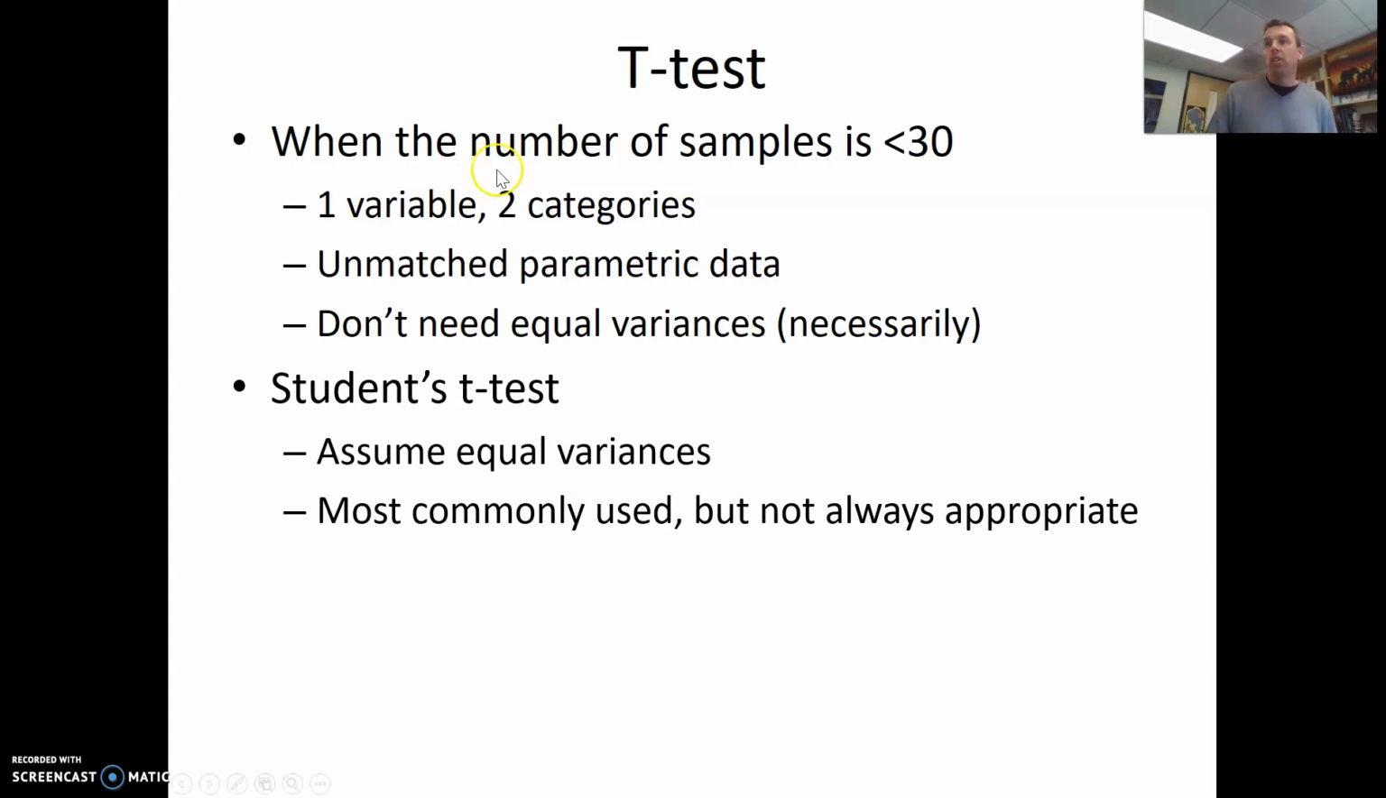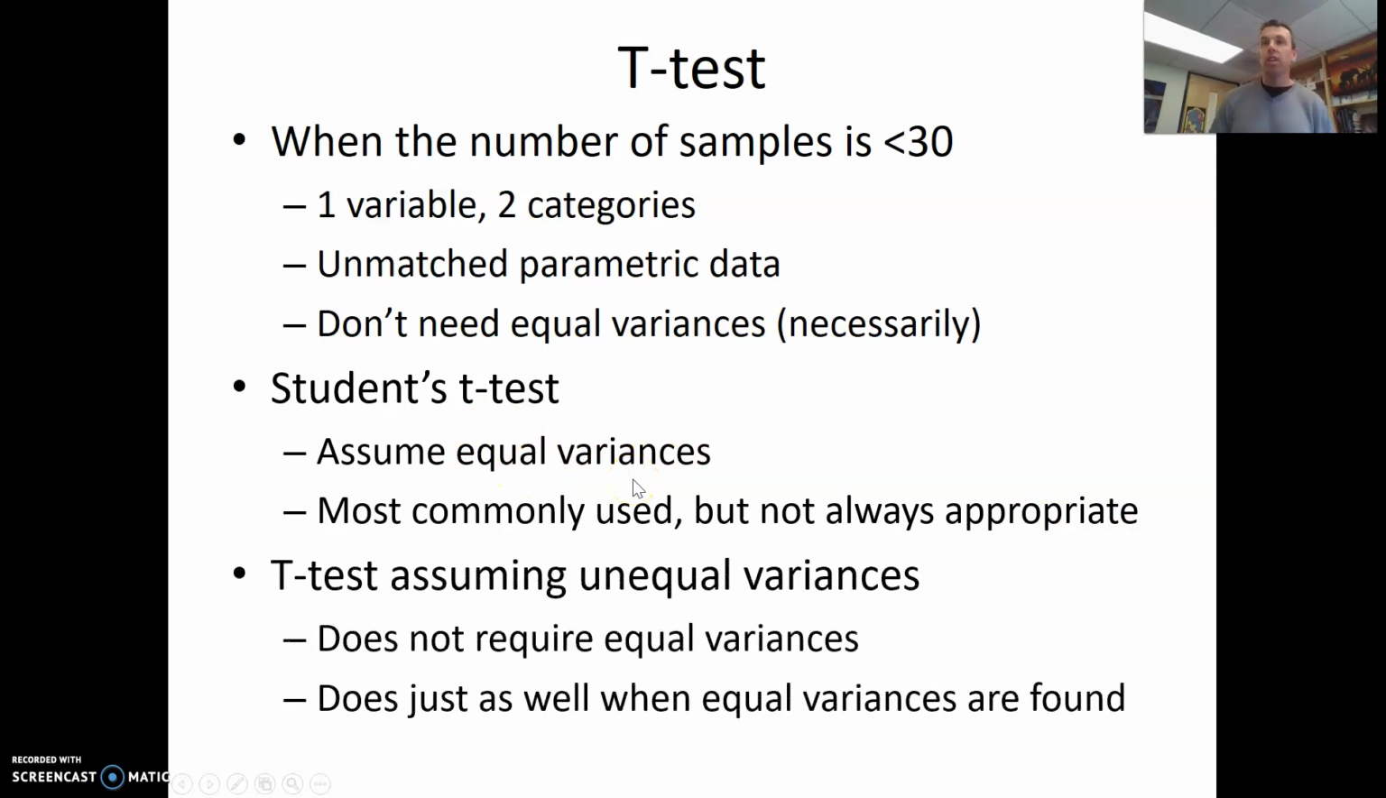Alright, so the student's t-test assumes equal variances. When you say the student's t-test, you're talking about equal variances. This is the most commonly used, but it's not always appropriate. And I'll show you how to use a t-test where you're not assuming equal variances. If you do that, you're going to be right way more frequently. And that's the t-test assuming unequal variances.